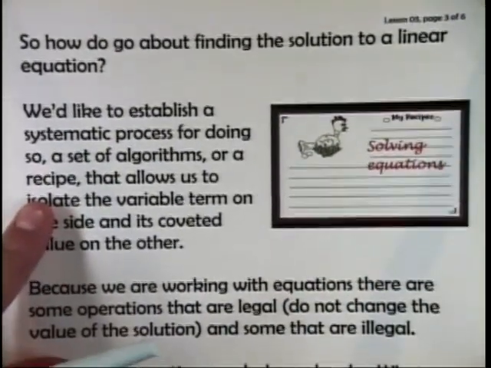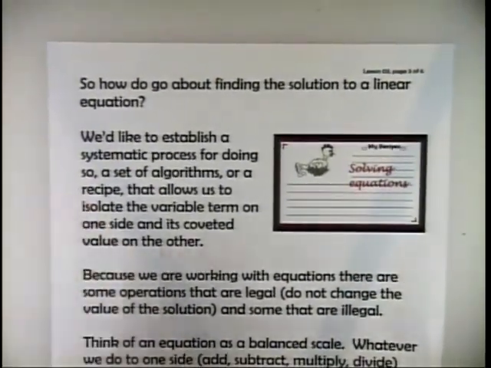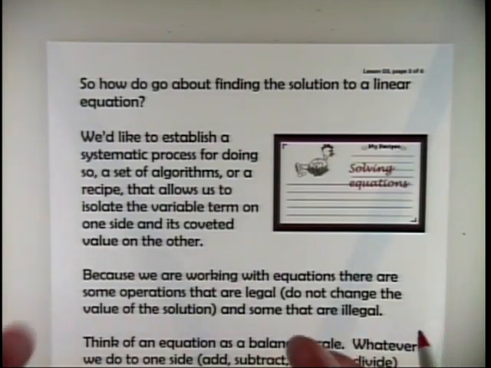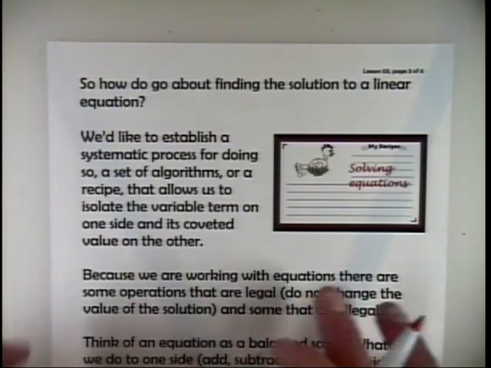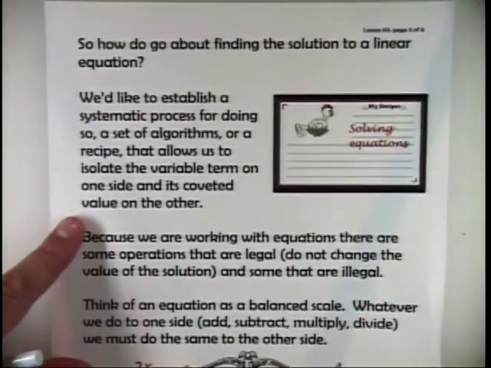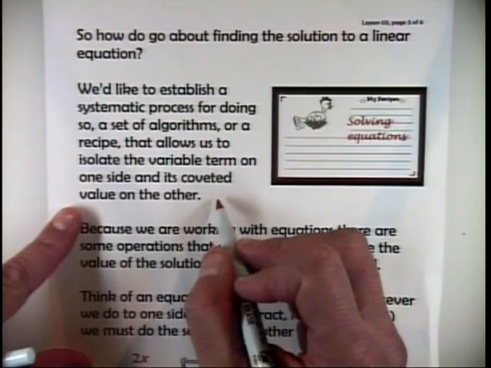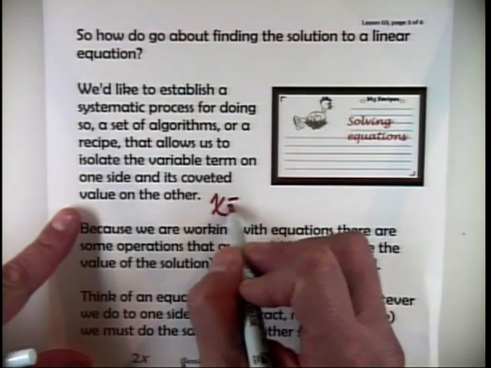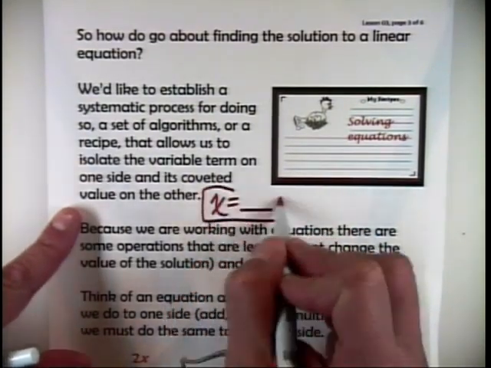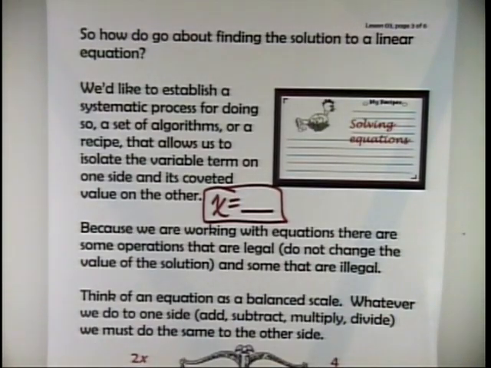So now that we have linear equations, how do we go about solving them systematically? Well, it's like a recipe, okay? We need to establish a systematic algorithm that will allow us to isolate the variable on one side and our coveted value on the other. I mean, our goal, if a variable is x, is to get down to x equals some number. And that's basically a sentence declaring what the solution set is, or what the solution is.